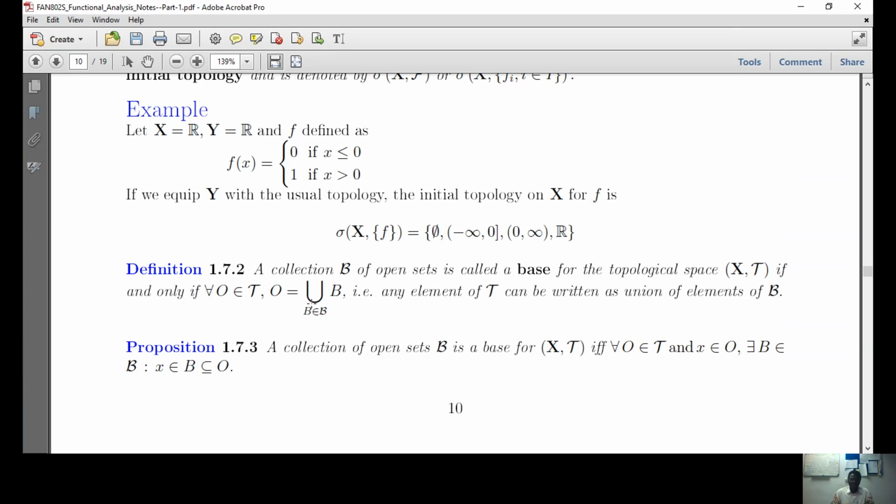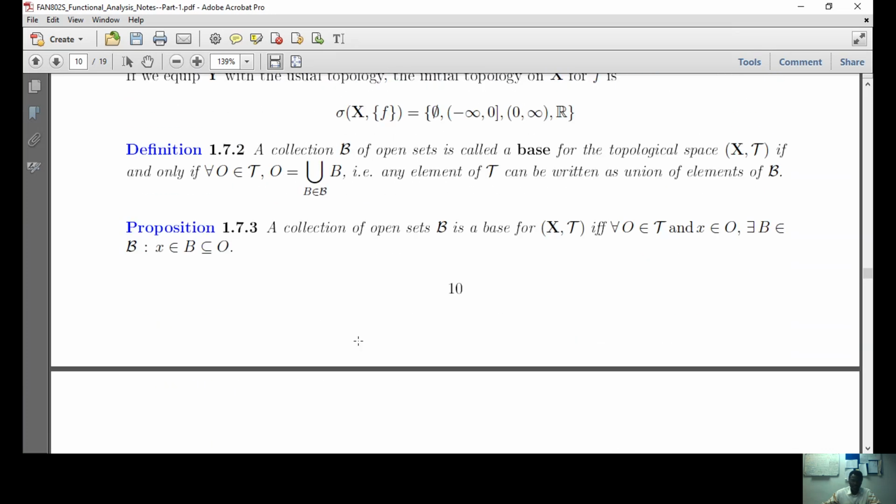So how am I going to do that? I'll just take an arbitrary open set of that topology and show that it can be written as an arbitrary union of elements of the basis. So if I do that, I'm done. So that's just the definition. You don't prove the definition. Okay. Now we have the following proposition.